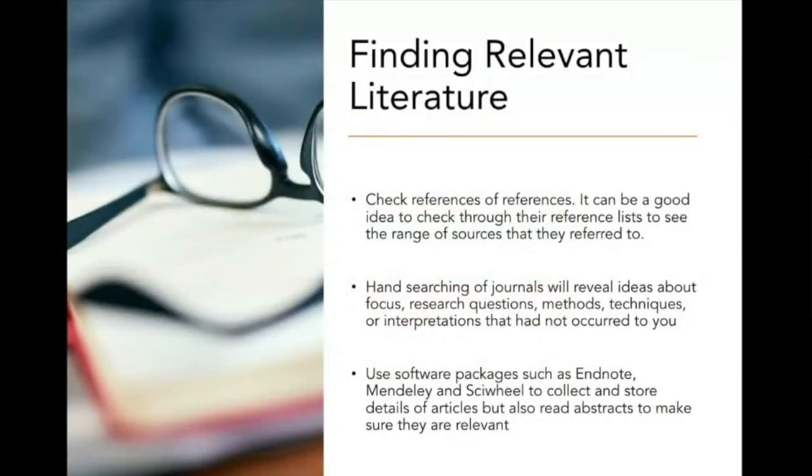Okay, how to find relevant literature. My tip is always check references of references. Once you find an article, go to the reference list and see what they referred to. It can be a good idea to check through their different sources, right? Their reference could be your reference too. Enhanced searching of journals will reveal ideas about focus, research question, gaps, method, technique, study design, or interpretation that had not occurred to you.